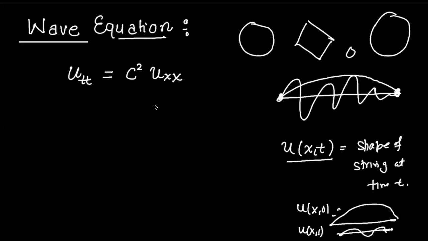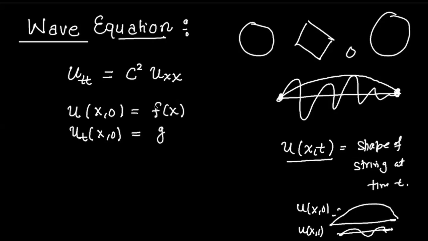u_tt equals c squared u_xx, and we are also supposed to have some initial conditions. Initially, when t is 0, the shape of the string is f of x. This is how you initially pull the string, and then you also have to have the initial velocity, which is g of x. You will see that we need these conditions, otherwise we wouldn't be able to find the solution. This is an extra condition compared to the heat equation, which doesn't have the derivative. This time it is second order in time also.